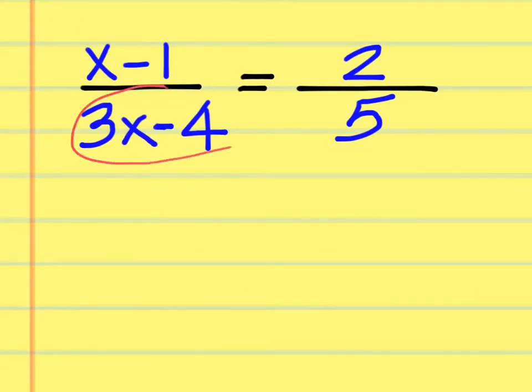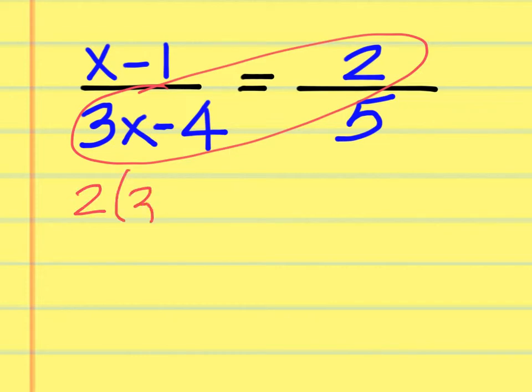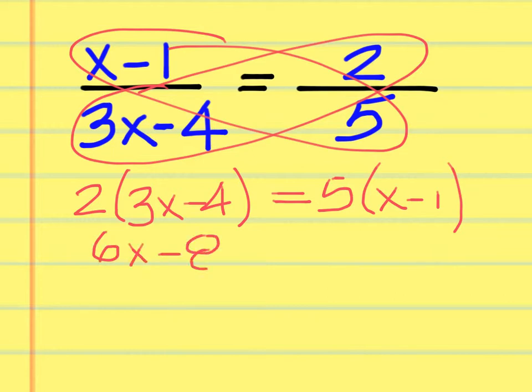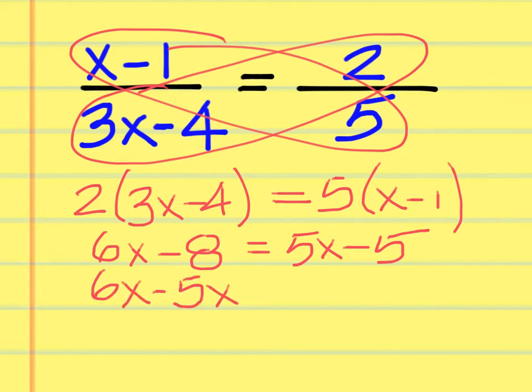Cross multiply here to get 2 times the quantity 3x minus 4, and then here to get 5 times the quantity x minus 1. Distribute to get 6x minus 8 equals 5x minus 5. Keep the 6x where it's at and move the 5x to the left. Keep the minus 5 and move the minus 8 to the right. And come up with an answer of positive 3.